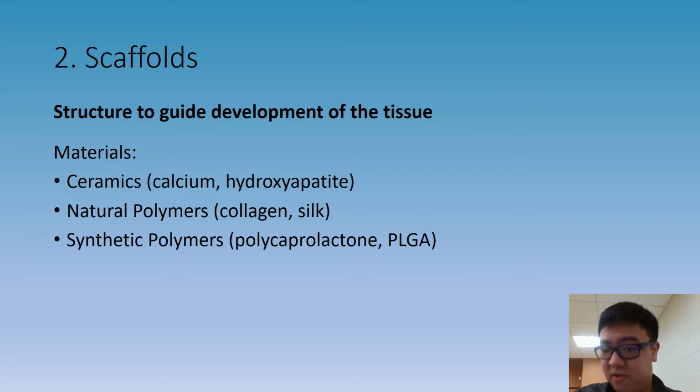The scaffold can be formed from several types of biomaterials such as ceramics, natural polymers, and synthetic polymers. Synthetic ceramics such as calcium and hydroxyapatite are hard and stiff, making them applicable to bone formation. Natural polymers such as collagen and silk provide easier cell adhesion and migration, but might be hard to produce for a scaffold. Synthetic polymers such as polycaprolactone and PLGA are abundant, but might not provide the cell integration fully.